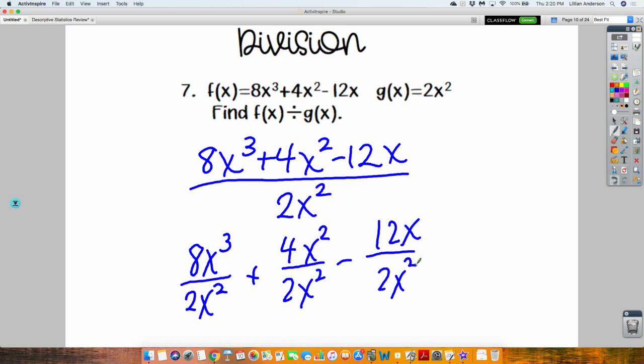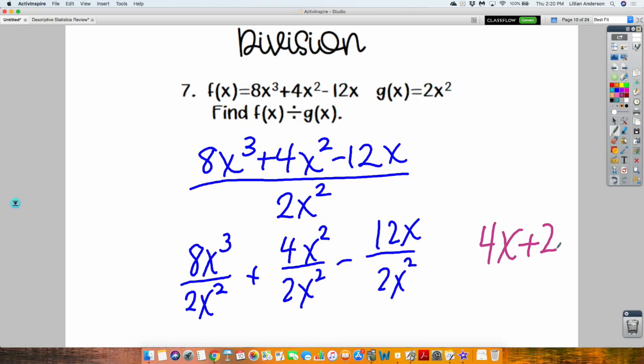So, what is 8x cubed divided by 2x squared? 4x. Yes, because 8 divided by 2 is 4. X cubed divided by x squared is x because I have 3 x's on the top and 2 x's on the bottom, so 2 cancel out. Let's move on to the next one on the top. What's 4x squared divided by 2x squared? Plus 2.